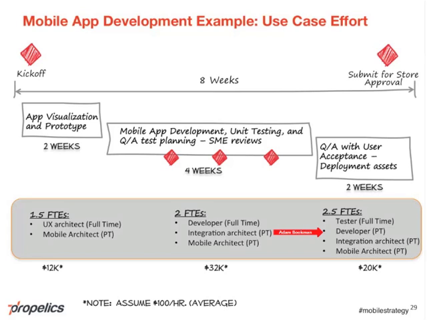During testing, there's defects and bugs. Our developer is a part-time resource, and our integration architect is a part-time resource to be able to quickly resolve, in the testing iterations, whether it's an application code defect or an integration defect or data defect. So those part-time roles, approximately 2.5 FTEs applied within the 2 weeks, and our mobile architect is also reviewing our final product to make sure it's going to be acceptable.